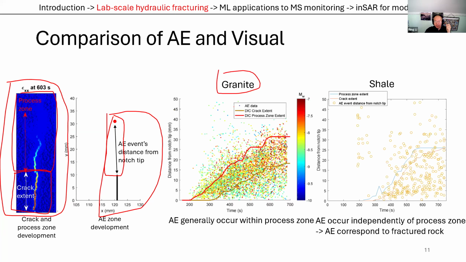So on the left, I'm showing a plot of this distance from the notch tip over time for the granite. And on the right is the same plot, but for shale. So the red line on the top here is showing this extent of the process zone away from the notch tip. And then this bottom line is showing the extent of the crack tip itself from the notch tip. I'm not showing the concentration plot here, but basically what this plot shows is that the majority of the events that we actually detect occur in this process zone. They occur between the crack tip and the furthest extent of the process zone.